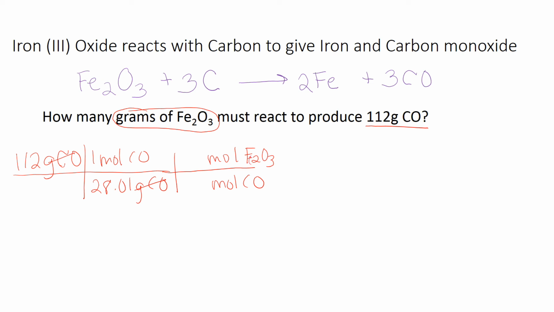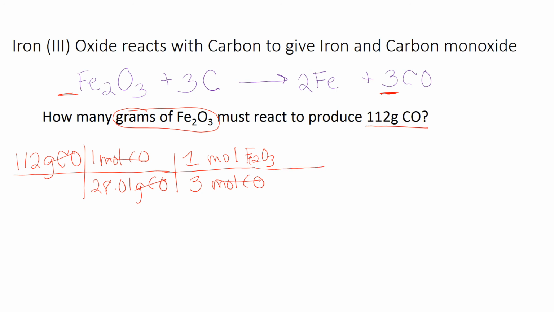Okay, so I need to go back up to my balanced equation, and I need to look at the coefficients. I have 3 in the coefficient spot for carbon monoxide, so that's my mole ratio. And looking at iron 3 oxide, it is just a 1. So there's my mole ratio. I've gotten rid of my moles of carbon monoxide. I now have moles of iron 3 oxide.